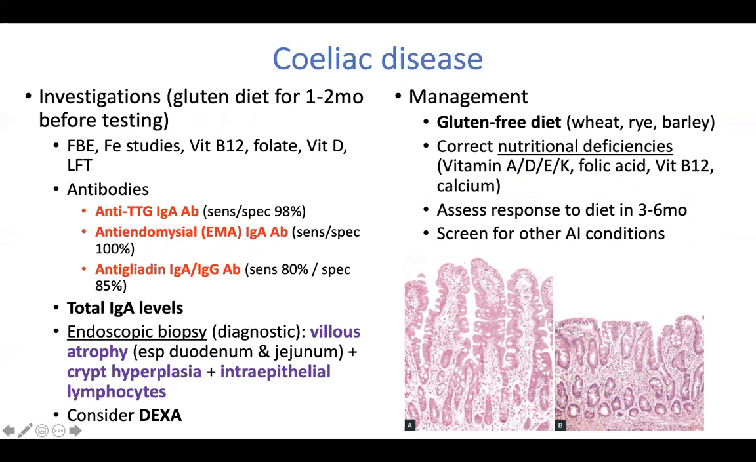So in terms of pathology, you get the three things: villus atrophy, crypt hyperplasia, intraepithelial lymphocytes. So this is a normal bowel on the left-hand side. Right-hand side, you're supposed to have your villi like this, but it's not there. So it's villus atrophy, and there's crypt hyperplasia.